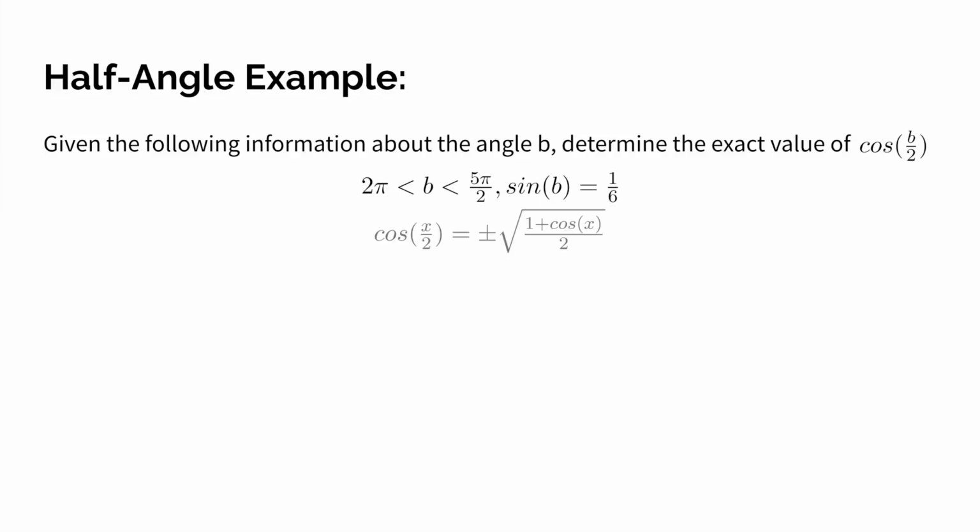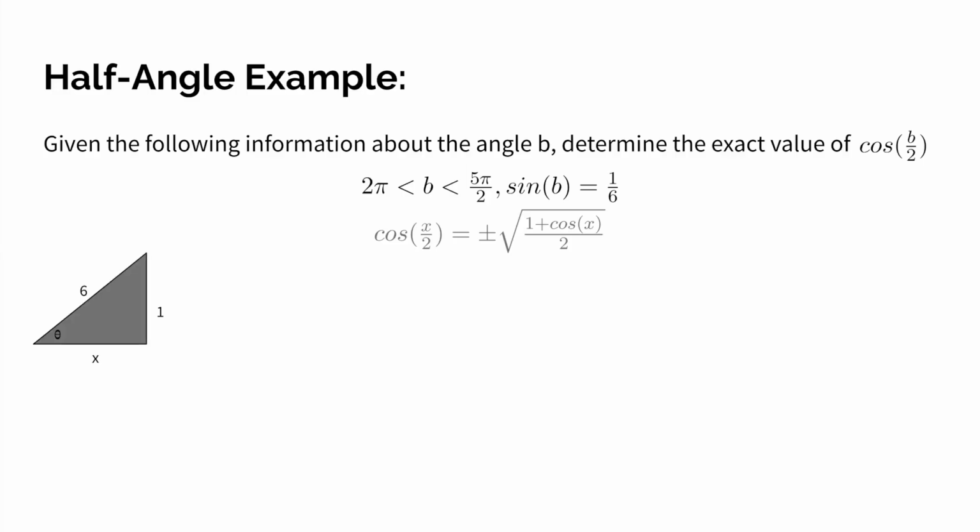Cosine x over 2 equals plus or minus the square root of 1 plus cosine of x, all over 2. However, this equation asks us for cosine of x. We do not have that information yet, so we will start by finding that. If we look at the bounds of b, we can tell that b resides in quadrant 1. We can tell this by subtracting 2 pi from both bounds. Doing this gives us 0 less than b less than pi halves, which is quadrant 1.